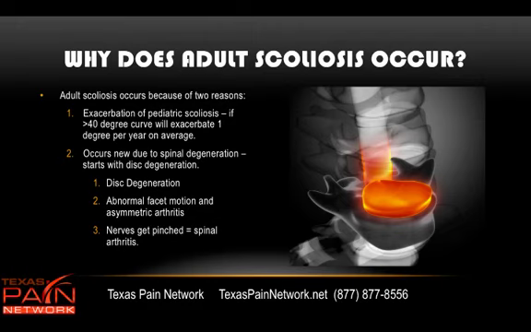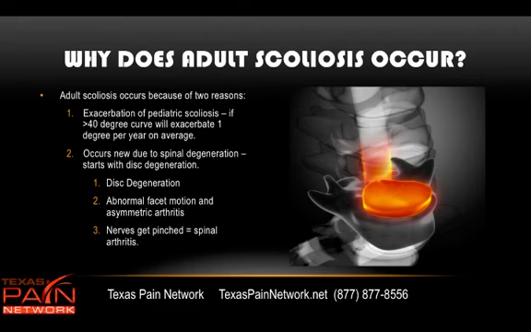Adult scoliosis occurs because of two potential reasons. One is if you had pediatric scoliosis, you became skeletally mature with a curve that was over 40 degrees. Studies show that it will often get worse at an average rate of 1 degree per year. Doesn't sound like a lot, but if you're 20 and then 50 years later, 1 degree per year, that's 50 degrees plus 40 that you had as a kid, that's 90 degrees. That can really add up.